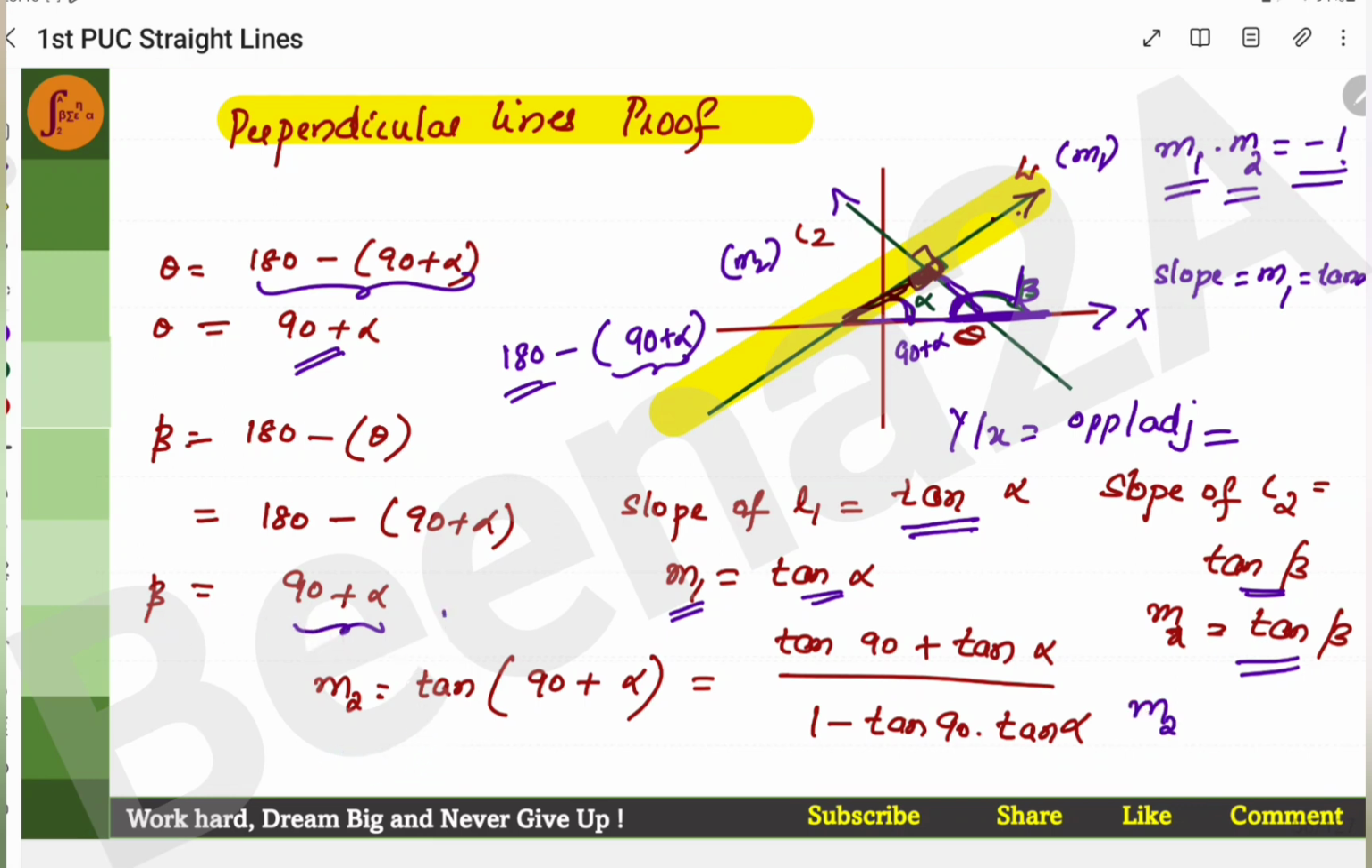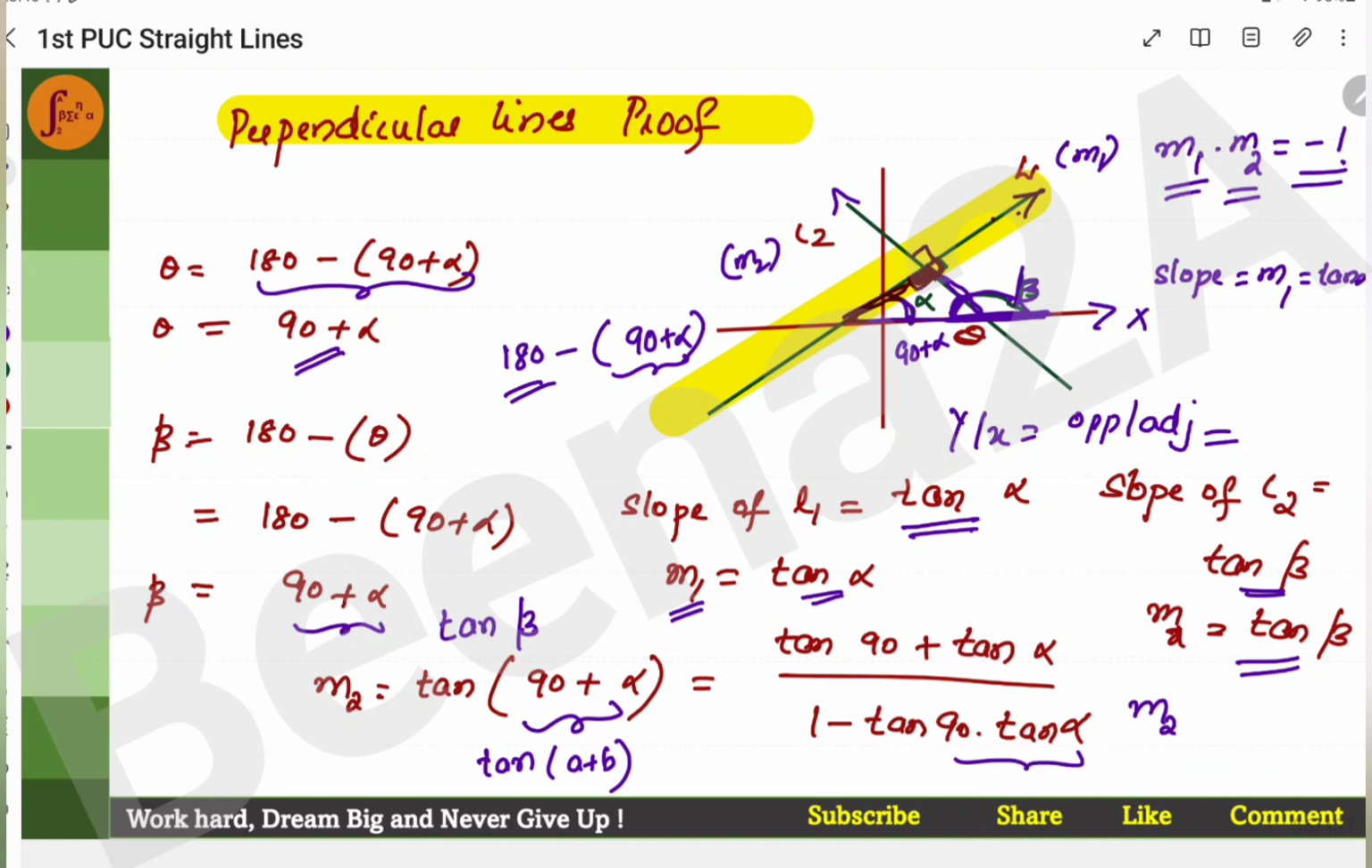Now M2 is tan beta. So instead of beta, I'll put 90 plus alpha, so tan(90 plus alpha). Then I can use the tan(A plus B) formula, right? What is the tan(A plus B) formula? It is (tan A plus tan B) by (1 minus tan A into tan B). So it will become (tan 90 plus tan alpha) by (1 minus tan 90 into tan alpha).